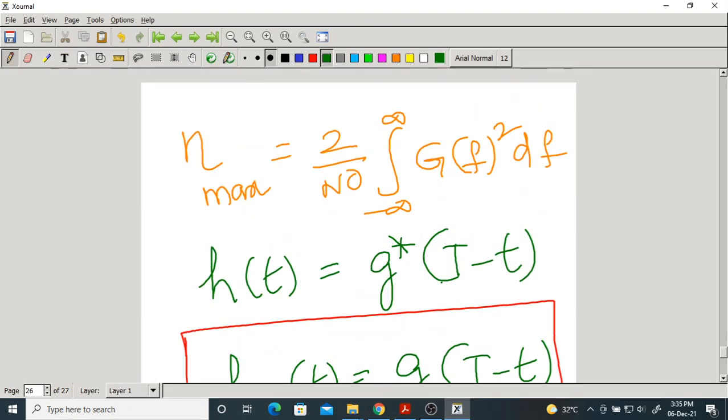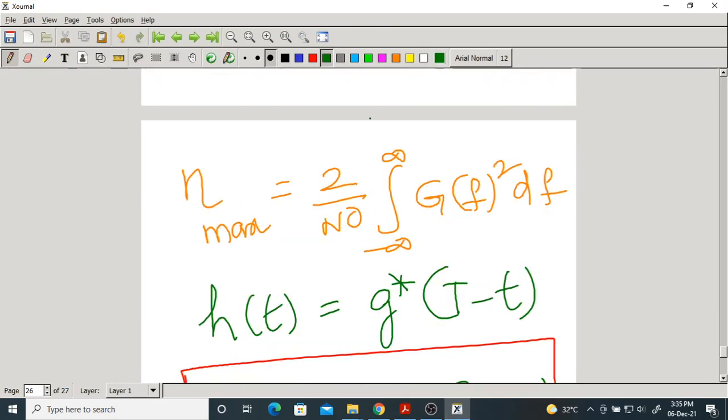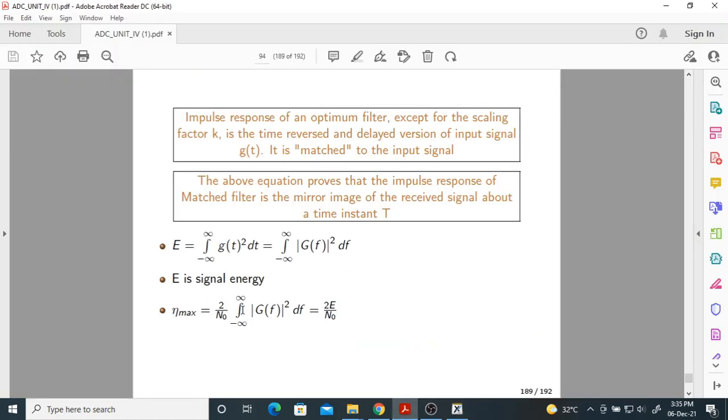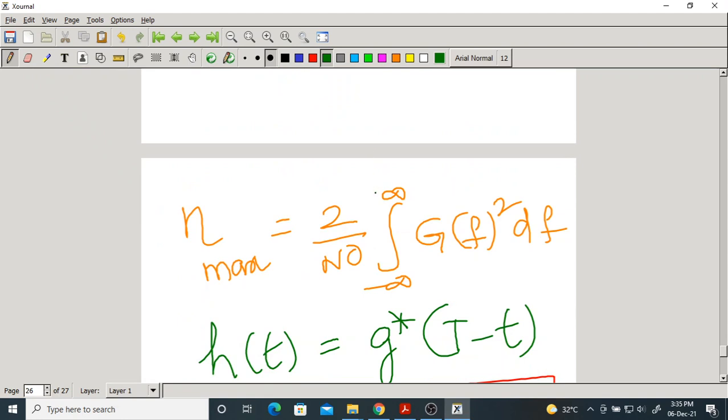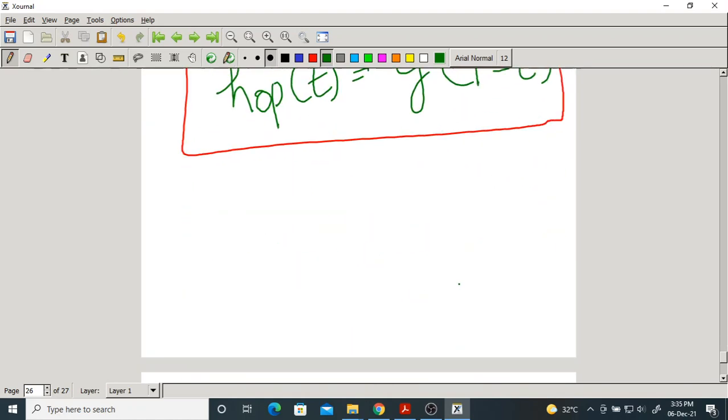So what is the maximum SNR? It's very important. Here I have written this formula: integration from minus to plus infinity of g of t whole square dt is the same as integration from minus to plus infinity of mod g of f whole square df. This is Parseval's theorem, which means both indicate the energy of g of t. Now this quantity is nothing but the energy of g of t, simply energy.